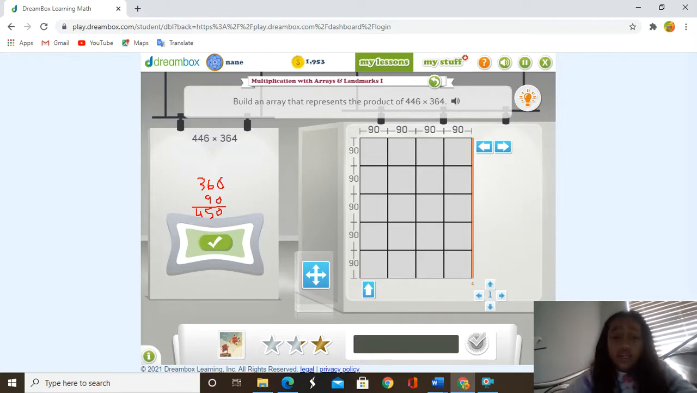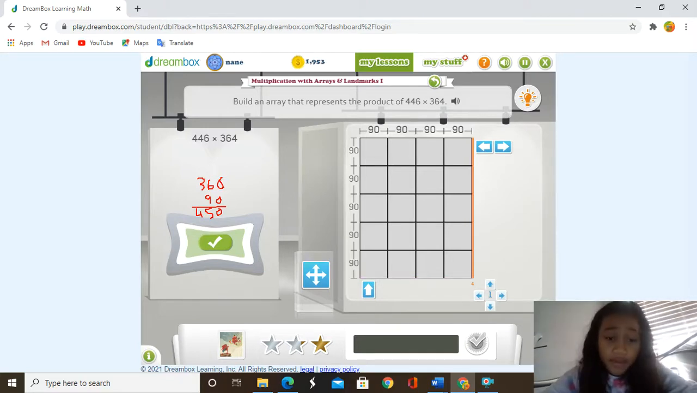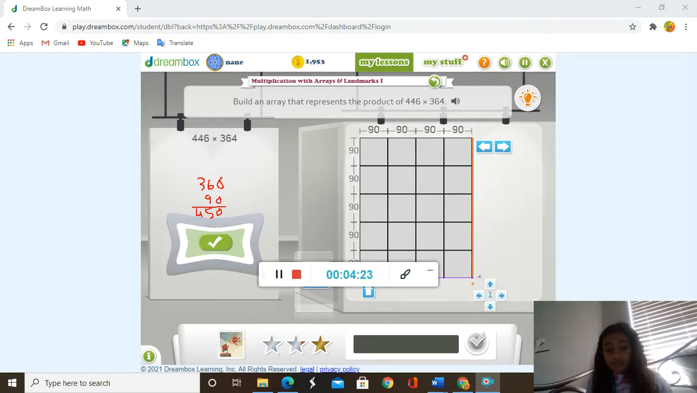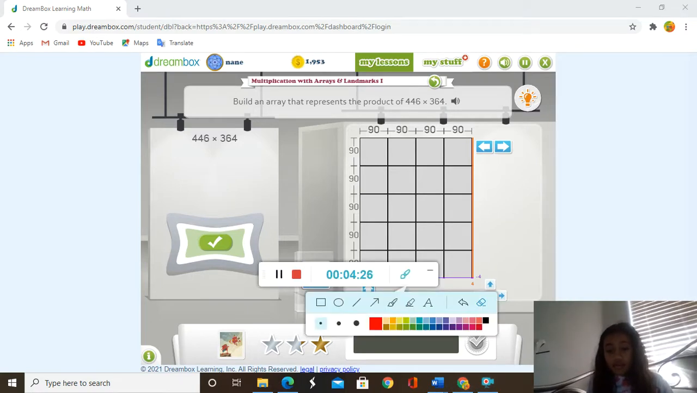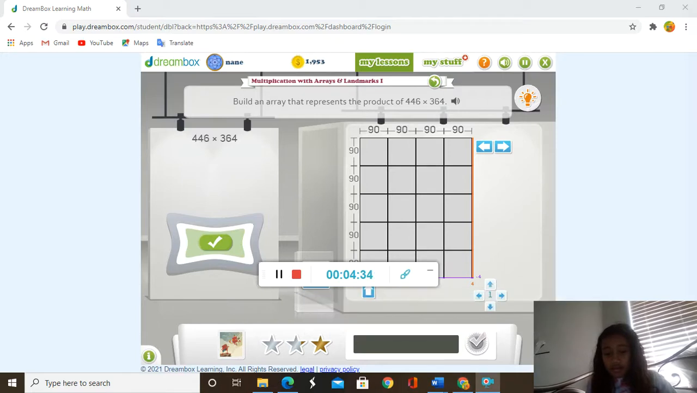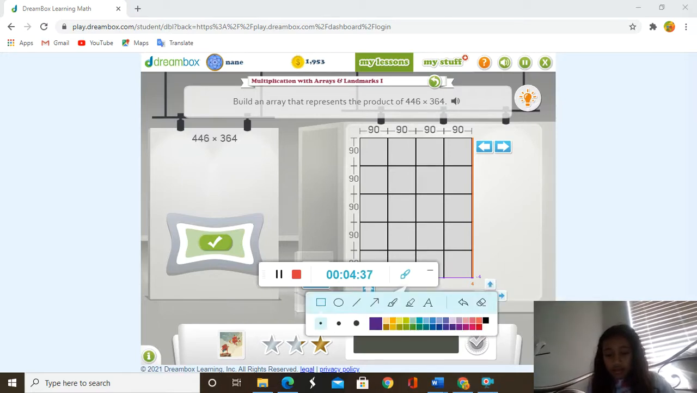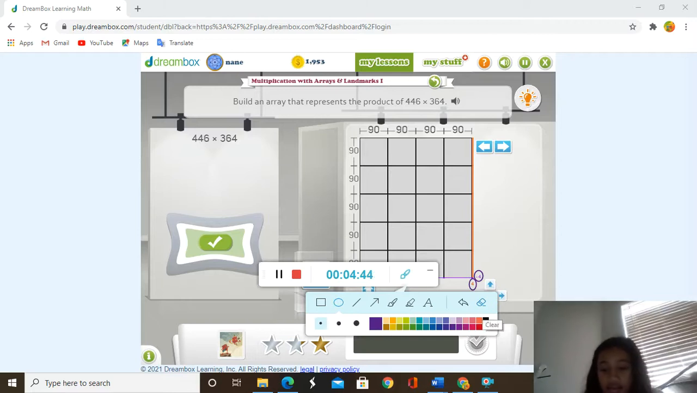Well, 450 minus 4 equals 446. So all we have to do is minus it by 4. So 1, 2, 3, 4. And I don't know if you can see it, but I did it in this little area, this area right here is where I added and subtracted and added. You can see that.